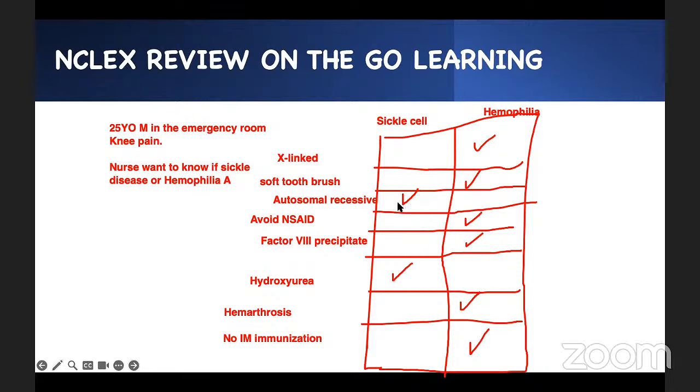Sickle cell, autosomal recessive, you use hydroxyurea. Hemophilia, they are X-linked, they bleed, so soft toothbrush. You have to avoid NSAIDs. You give them factor 8. They have knee joint problems, usually they bleed into the joint, and avoid IM medication. Classic content. In 2 minutes, you know what hemophilia is. You know what sickle cell is, right? On the go learning. So excellent one there, everybody. You guys did good. Happy for you guys, right? That's the right answer.